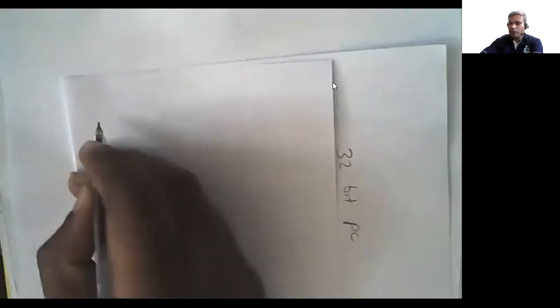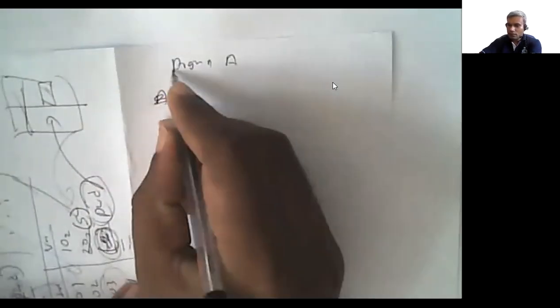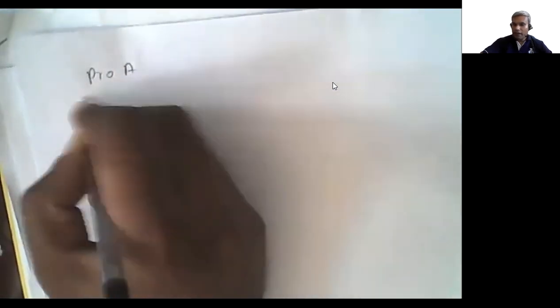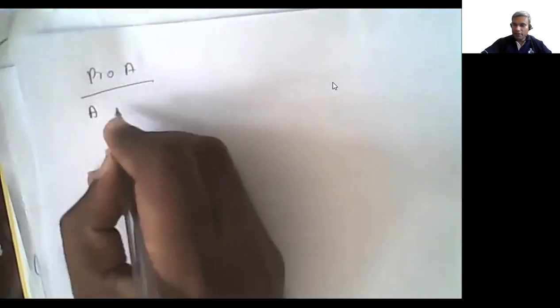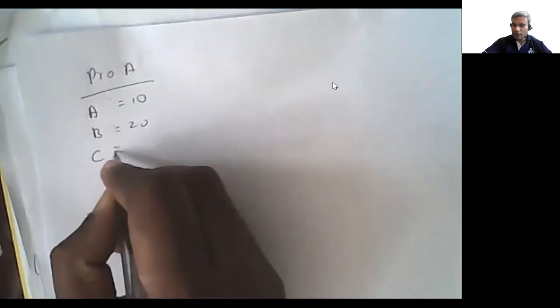But virtual memory solved this particular problem quite intelligently. So this is what our virtual memory management does. Let's say this is program A. Let me write it on a new paper. Program A, you had A at 10, B at 20, C.